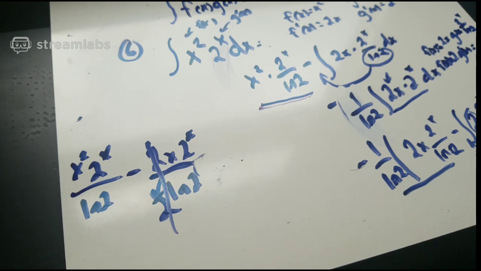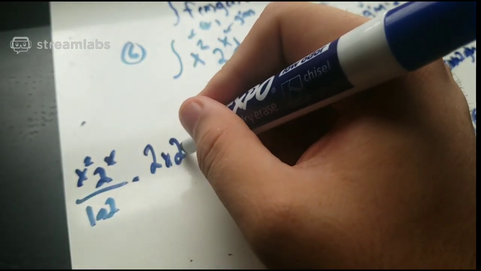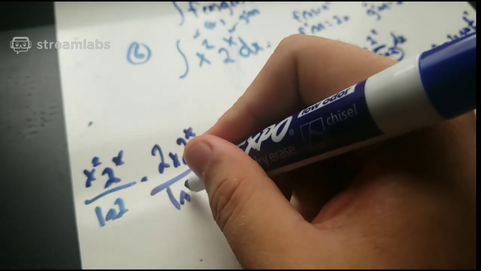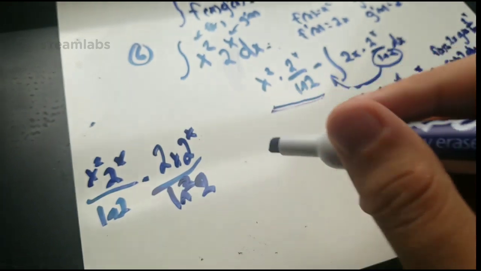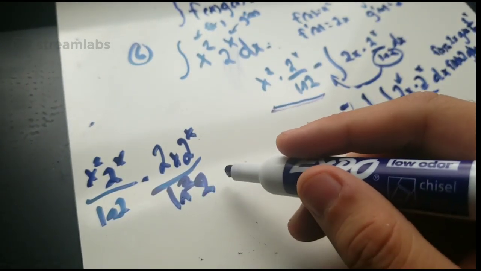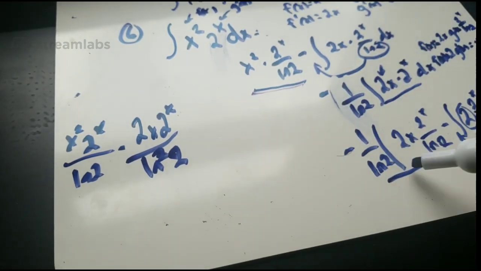Oh, they factor out a 2x dx. Oh, no, because it's ln squared, so I can't do that. So let me just rewrite that as 2x 2 to the x over ln squared 2. It's kind of like sine squared versus sine 2 squared. So that was my mistake. So we took care of that.